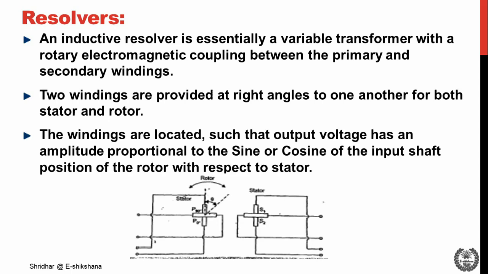The windings are located in such a manner that the output voltage has an amplitude proportional to the sine or cosine of the input shaft position of the rotor with respect to the stator. Depending upon the designer's particular application, either the rotor or stator may be used as the primary.